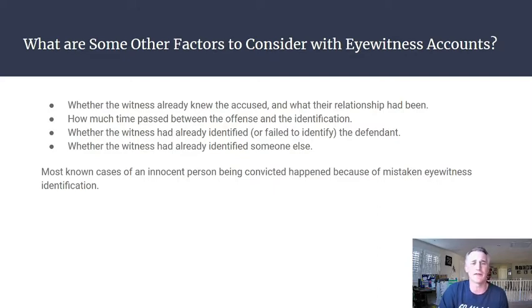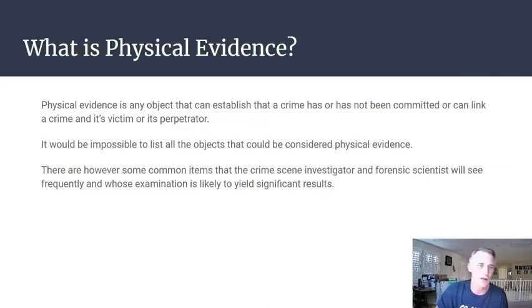Most known cases of innocent persons being convicted happen because of mistaken eyewitness identification. And that's what you're going to kind of see when you look at that 60-minute video and answer those questions.